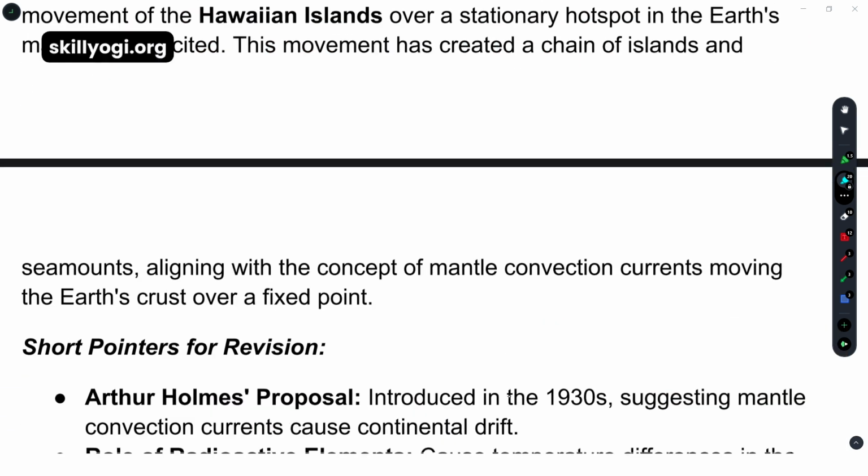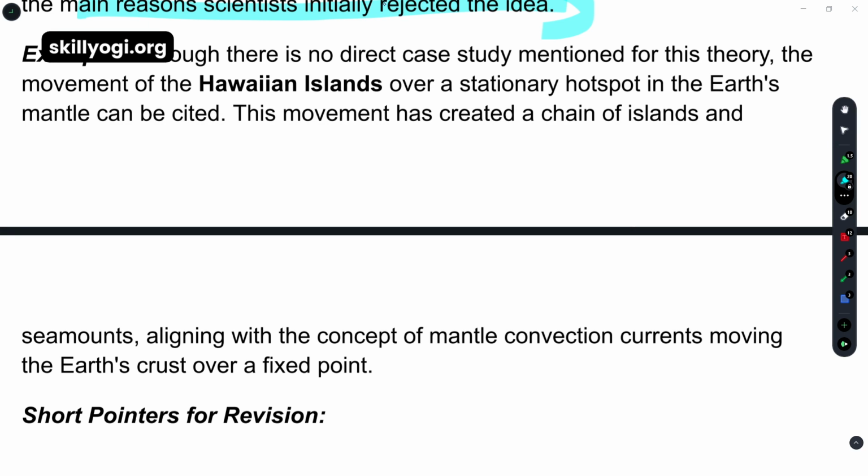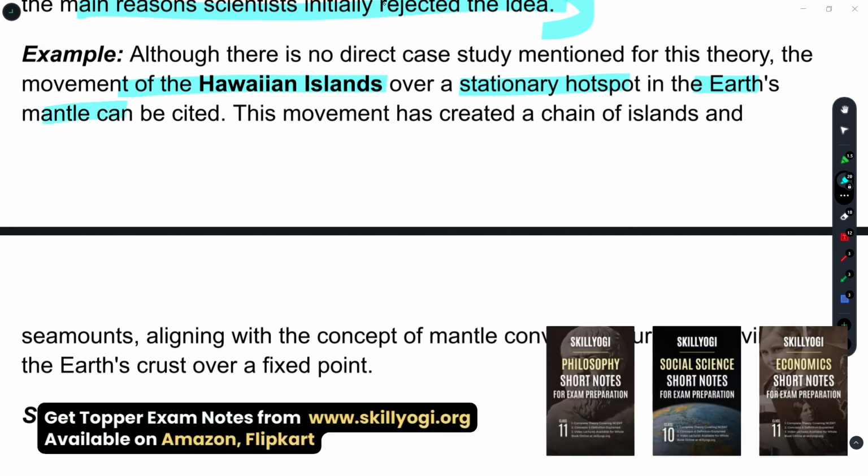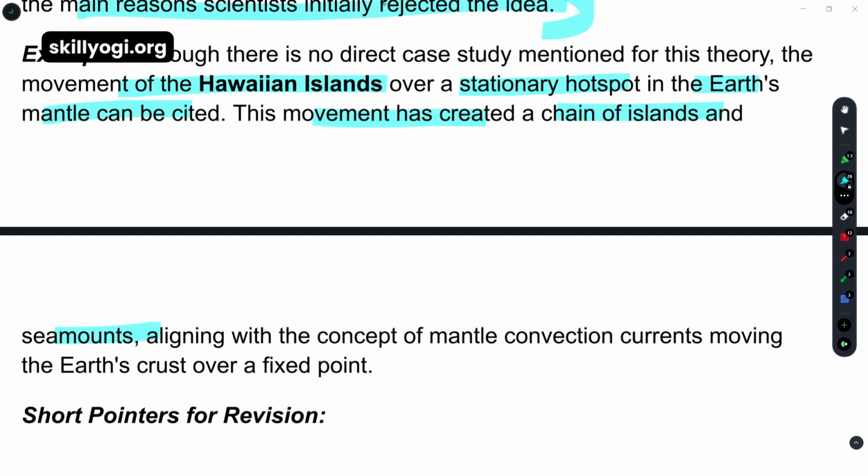What is the example for this? Although there is no direct case study, we know the movement of the Hawaii Islands. All of you will remember where the Hawaii Islands are located, in which hemisphere. And a stationary hotspot, that means a natural spot area where we can have a hot spring, that is called a hotspot. In biogeography, sometimes we use the word hotspot in a different manner, but here the hotspot means this, and it can be located in the earth mantle. So this movement has created a chain of islands and seamounts, aligning with the concept of mantle convection currents moving through the earth's crust over a fixed point of time.